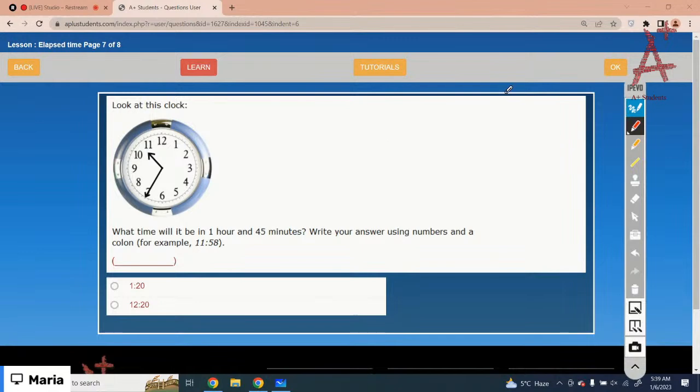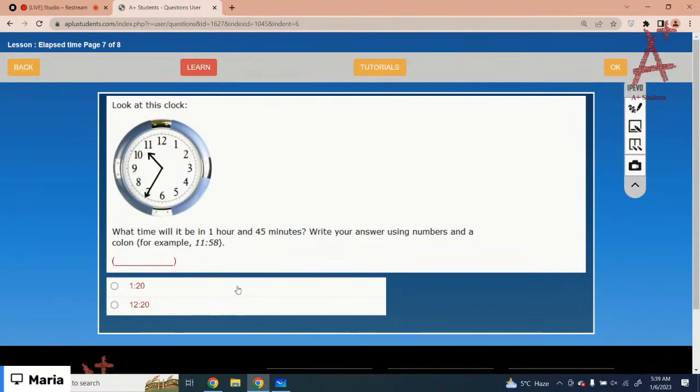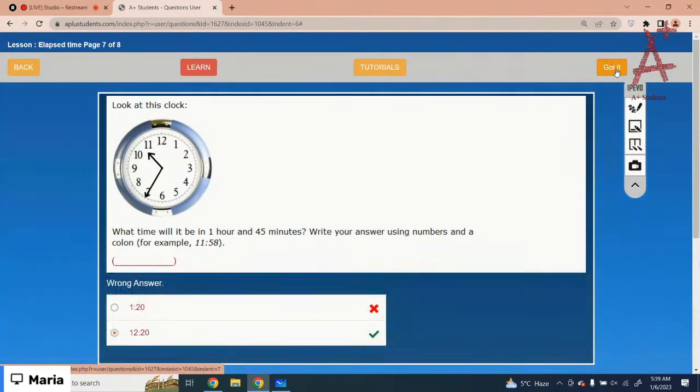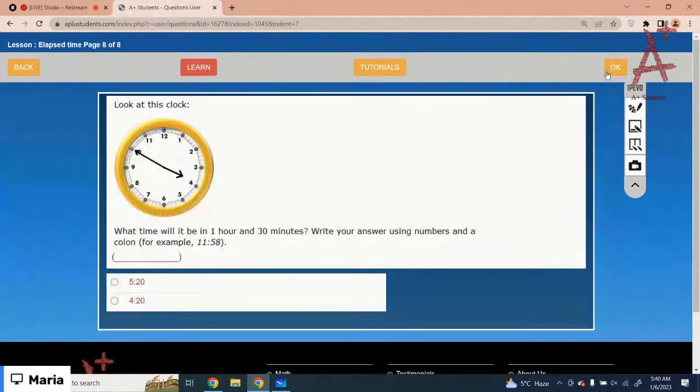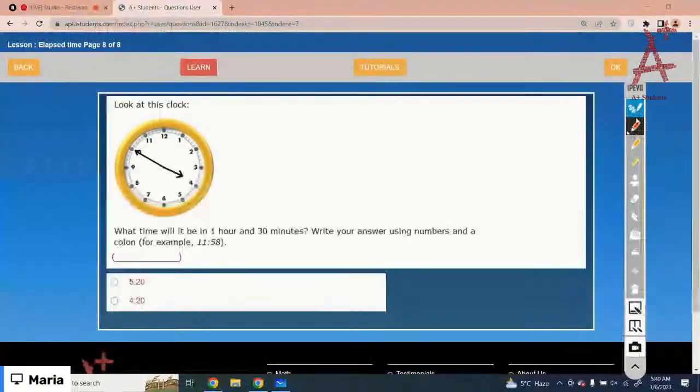Okay. The next one is 12:20. No, it is 1:20. Got it? Not 12:20. The correct option is 1:20. Look at this time. The time is 3:50. Got it? You have to add 1 hour 30 minutes. So it is again 80 minutes. You can write 20 here and carry 1 hour. 3, 4, and 5. It is 5:20. Got it?